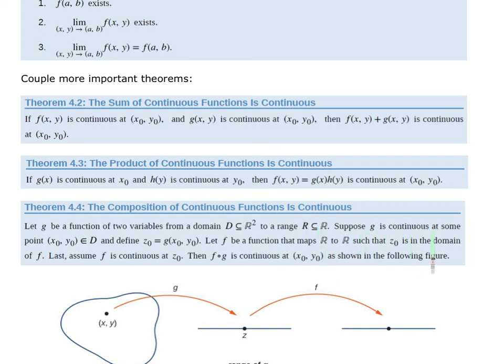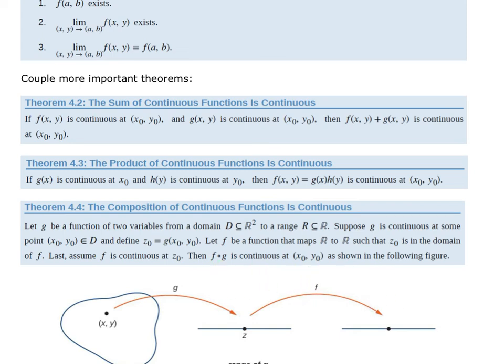Suppose g is continuous at some point x naught, y naught, which is in the domain. We define z naught as being the function g at x naught, y naught. Let f be a function that maps R to R, such that z naught is in the domain of f. And lastly, assume f is continuous at z naught, then we get the composition. So then f composed with g is continuous at x naught, y naught, as shown in the following figure.